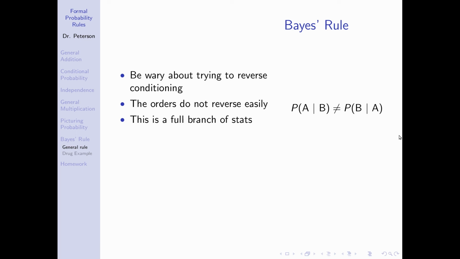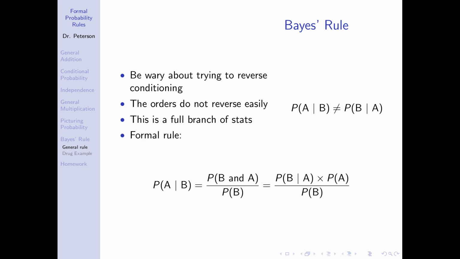I'm going to walk you through 2 examples to show you why that's the case, but on quizzes and exams, I'm just looking for "the orders do not reverse easily" and a little bit of information about what more you would need in order to answer the question. That said, the formal rule is given here. We're going to walk through an example in the next slide that should hopefully make this a little bit more clear.